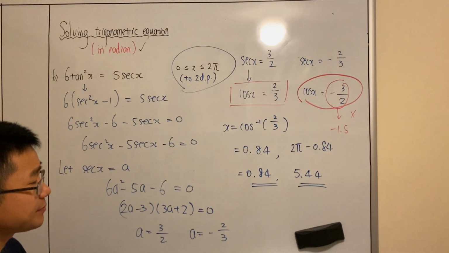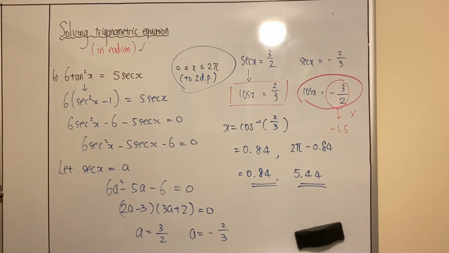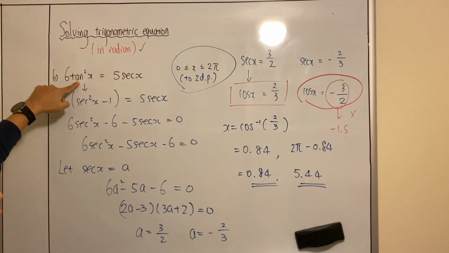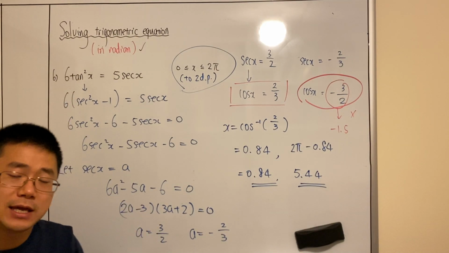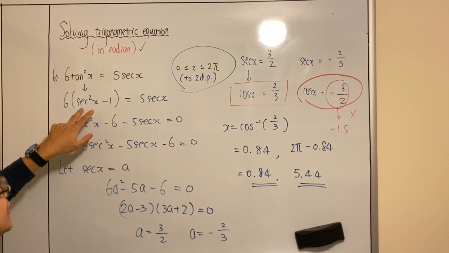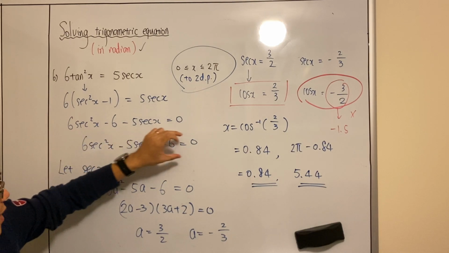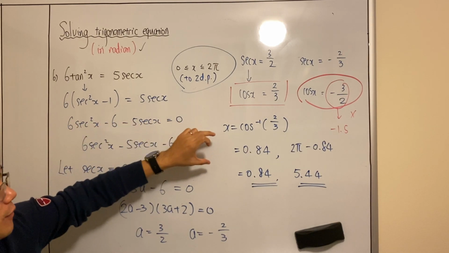Okay, all right. That's how you solve it for this question here. It does take a long time to solve this question. The reason for that is because when you first look at the question, you need to be able to change that tangent square x into secant square x minus 1. And then you also need to realize that it becomes a quadratic style of question.